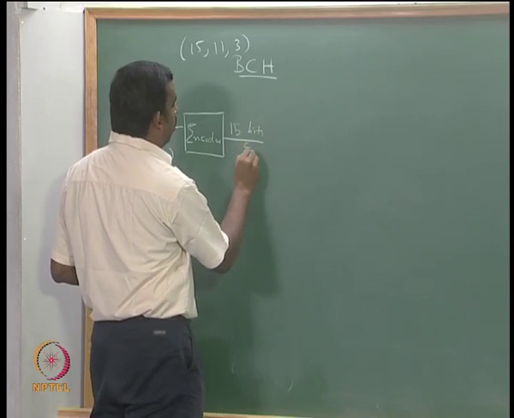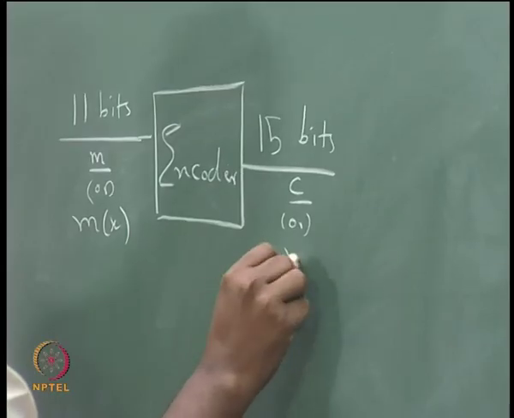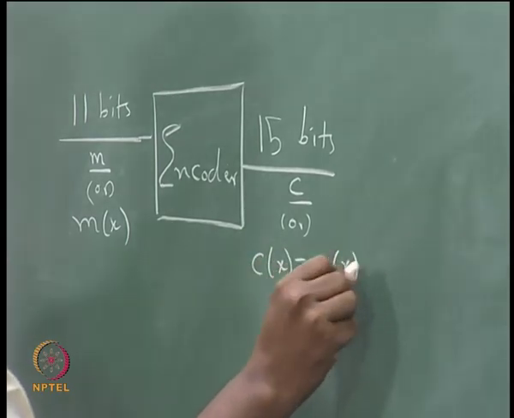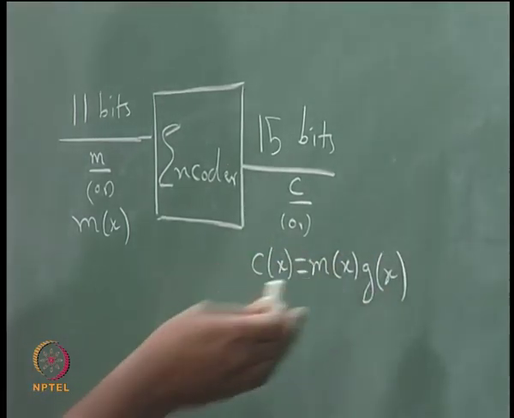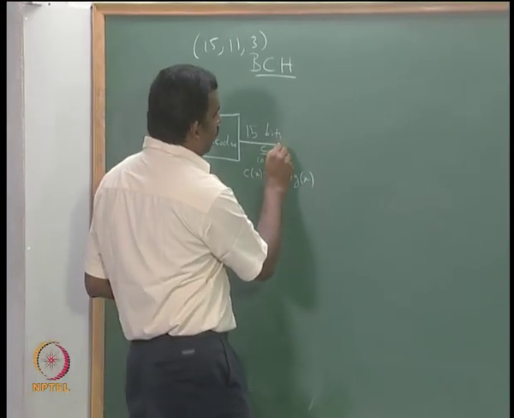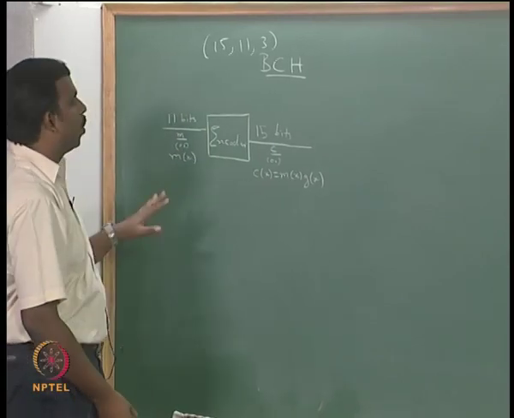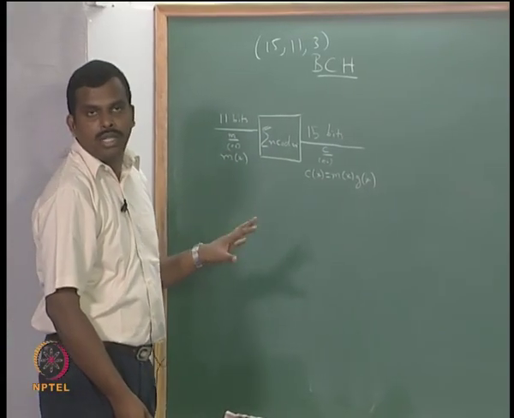You can call it a code word vector C or a polynomial C of x. This will be, let us say, m of x into g of x. Let us say this is how you are choosing to do your encoding. In fact, there are other ways in which you can encode, but this is maybe a way that we pick. Okay, so that is 15 bits, and it will go out. This is how the encoder would operate for the BCH code.